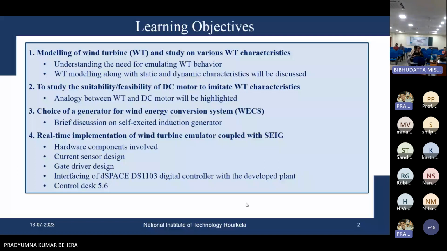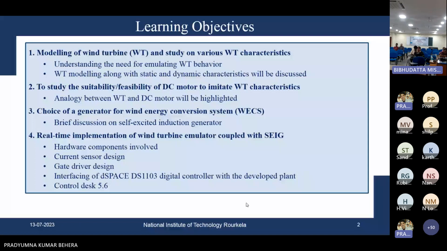Next, we will study the feasibility of DC motor to imitate the wind turbine characteristic. Here we will see whether there is some analogy between wind turbine and DC motor or not. So the analogy between the wind turbine and DC motor will be focused here. Next, we will discuss about the choice of generator for the wind energy conversion system. Here we will have a brief discussion on the self-excited induction generator. And finally, we will discuss about the real-time implementation of wind turbine emulator coupled with the self-excited induction generator.